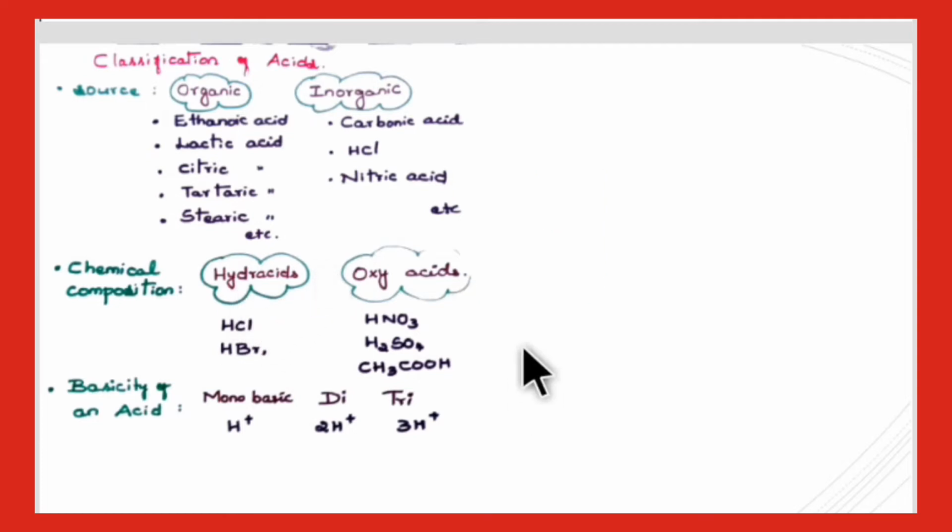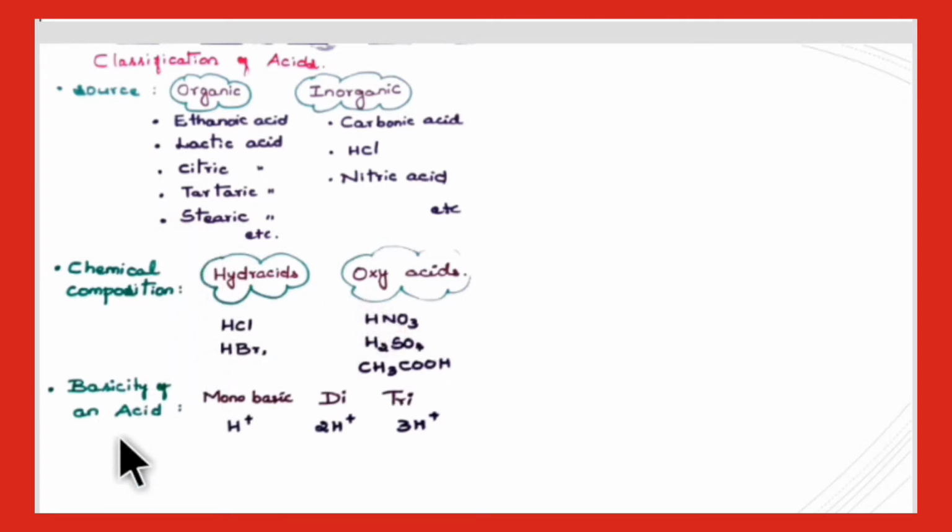Moving to oxyacids. As the name itself indicates, oxygen is present, right? So these are the acids containing oxygen in combination with another element and hydrogen also. So HNO3 and H2SO4, here you can observe oxygen as well as hydrogen, and CH3COOH. This is nothing but ethanoic acid, right? CH3COOH, present in vinegar, we saw. So this is based on the chemical composition.